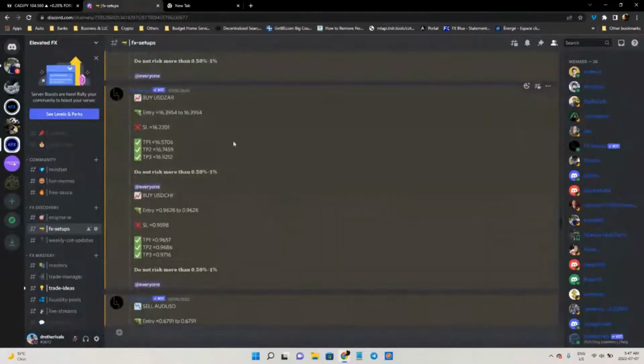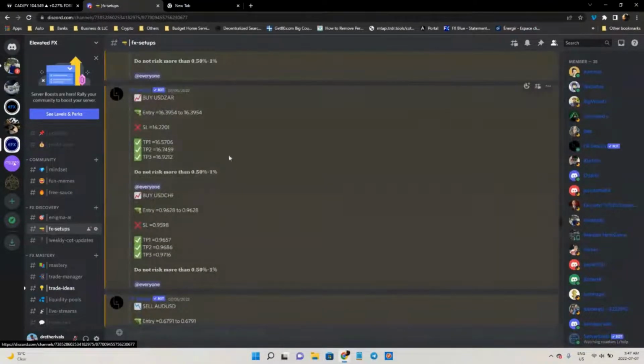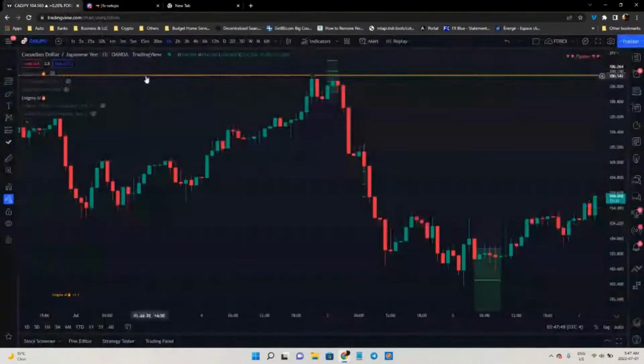Okay, we're going to go on USD ZAR for a buy. So we had USD ZAR. Do we have USD ZAR? No, we didn't have USD ZAR on the list. Okay. So even though it's not on the COT, you could still trade it, right? If it makes sense on the overall trend. Okay. So let's look at USD ZAR.